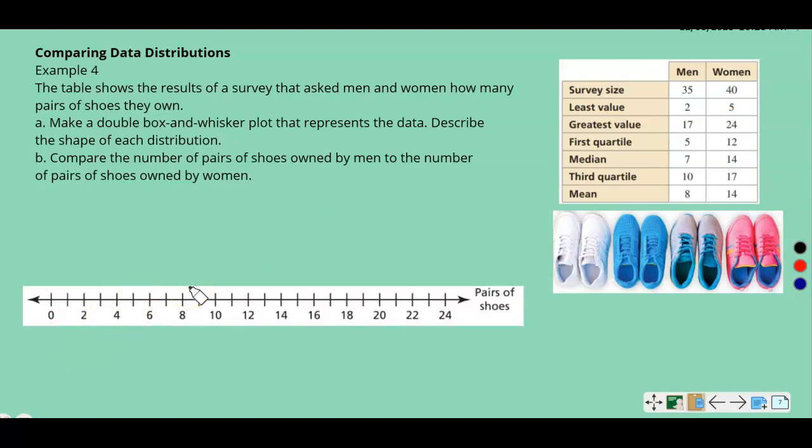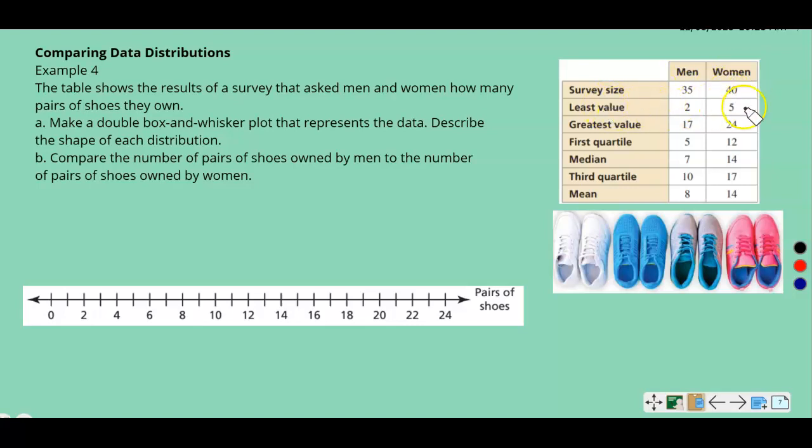All right, so once we have our number line made, and I went ahead and made it from 0 to 24, that means all the numbers on here will be included. And what we need to do is look at the table, what they gave us. So the survey size. This means that there were 35 men surveyed and there were 40 women surveyed.